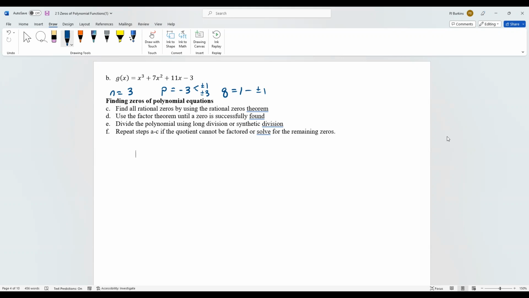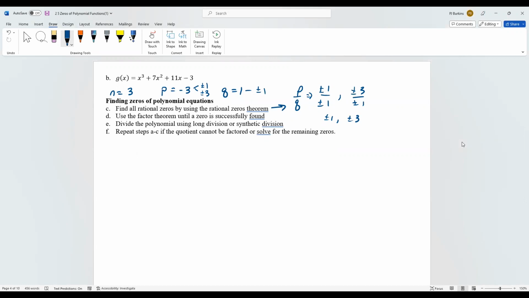Then for the rational zeros theorem, it's P divided by Q, or the factors of P divided by the factors of Q, I should say. So we get plus and minus 1, plus and minus 3 over plus and minus 1. Our possibilities then are just plus and minus 1 or plus and minus 3. So there's 3 roots, 4 possibilities. I'm assuming we're going to get something that's repeated here, but let's find out.